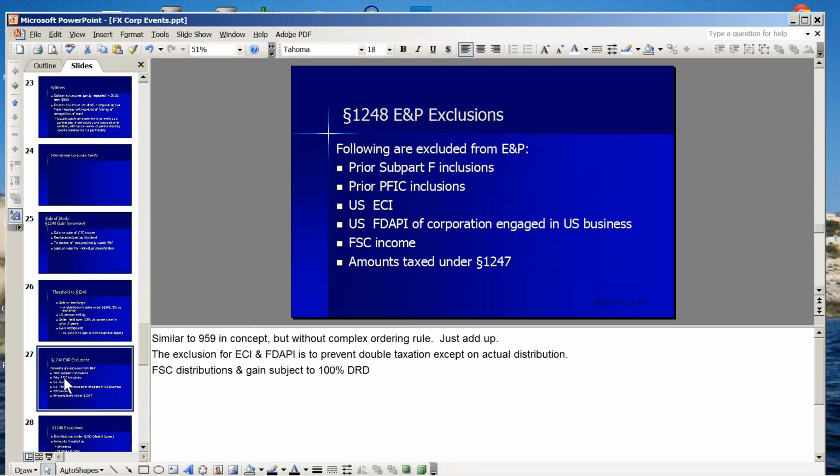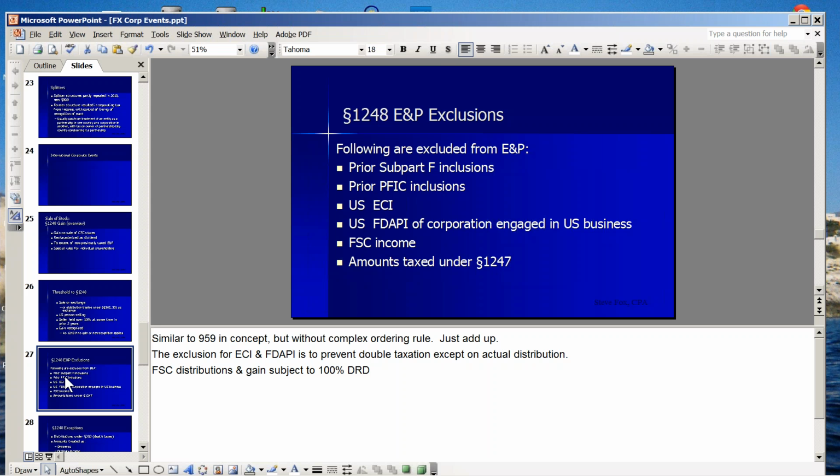Now, 1248 doesn't apply to everything. It doesn't recharacterize income that's excluded under the subpart F provisions. It doesn't do anything for prior PFIC inclusions that are considered brought out tax-free. So there's some limits on 1248.